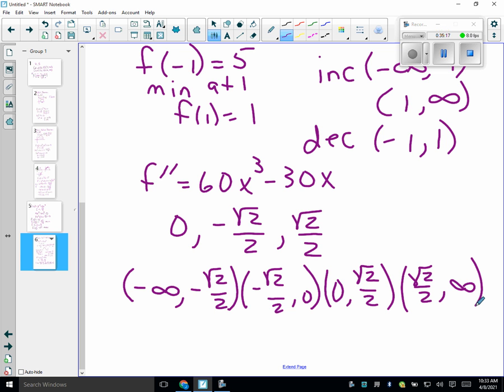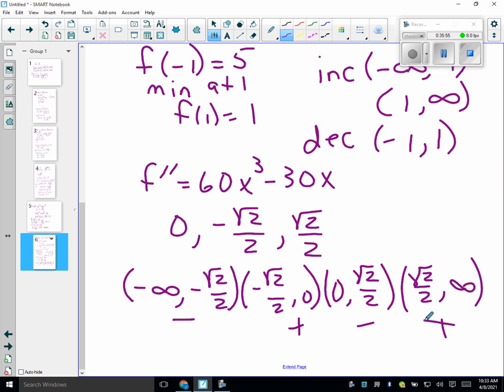We plug these into the second derivative. Yes, that's what we're working with. And I will tell you this is negative, positive, negative, positive. My question is, where is it concave up? Negative radical 2 over 2 to 0, the two positives. Okay, it's concave up here and here, concave down here and here.